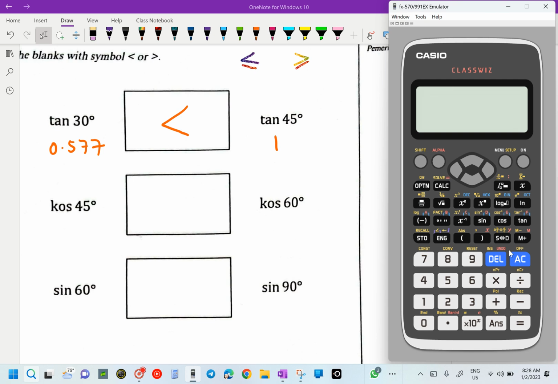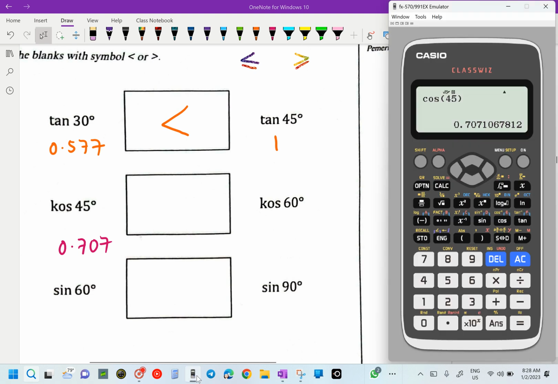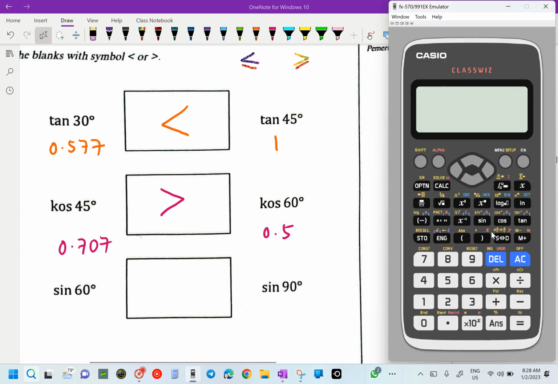Isn't it? Next, cos 45. Just press equal. 0.7. Okay, next. Cos 60 degree. You are going to get 0.5. So which one is bigger? Cos 45 degree.